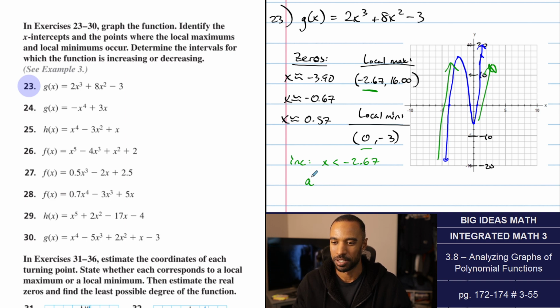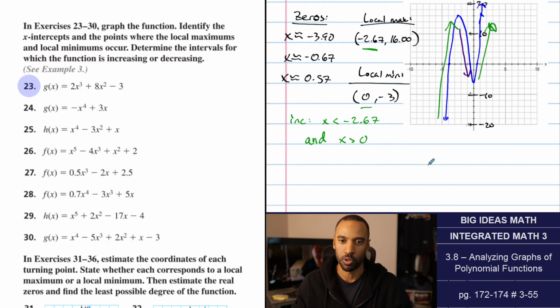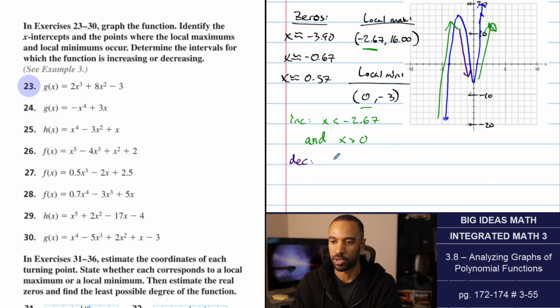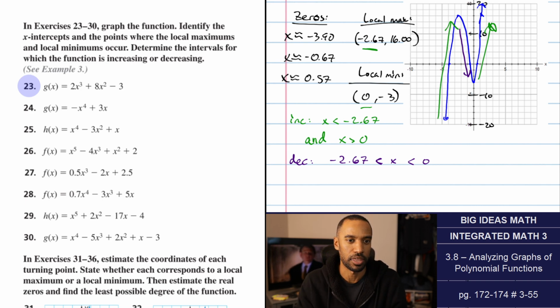Why was I writing an A? x is less than negative 2.67 and x is greater than 0. Those are the intervals of increase. Decrease, on the other hand, is when x is between negative 2.67 and 0. That's why it goes from a local max to a local min. So let's write the decrease as a compound inequality: negative 2.67 less than x less than 0. And I think that's everything we need. That is a lot for one problem.